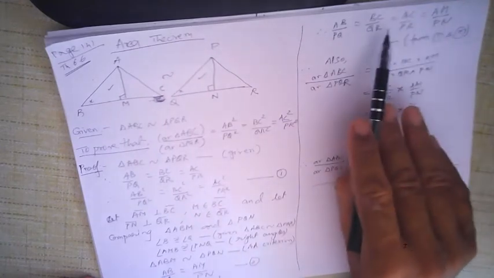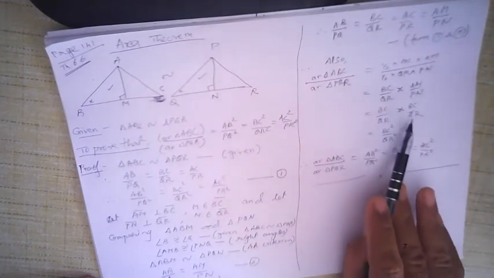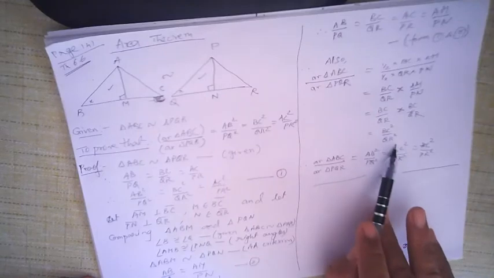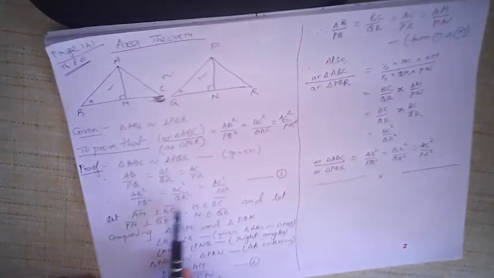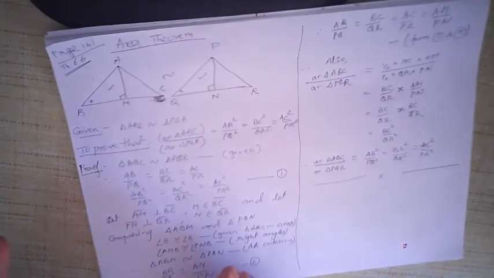But AM upon PN is also equal to BC upon QR. So put it a second time. So you get BC square upon QR square. But BC square upon QR square is equal to all three ratios. So therefore you get the required result. This is called the area theorem. You have to learn it by heart.